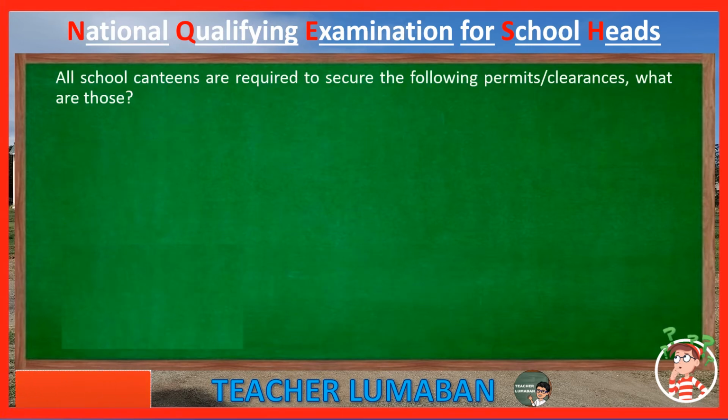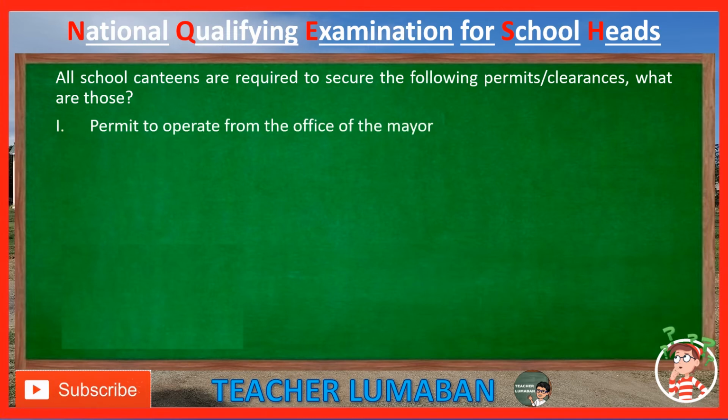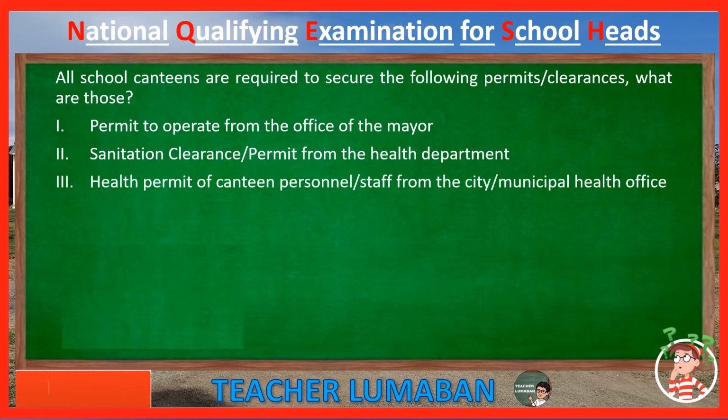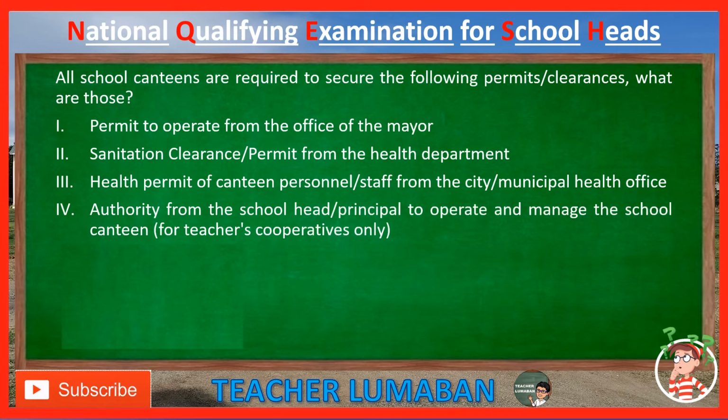All school canteens are required to secure the following permits/clearances. What are those? Roman numeral 1. Permit to operate from the office of the mayor. Roman numeral 2. Sanitation clearance/permit from the health department. Roman numeral 3. Health permit of canteen personnel/staff from the city/municipal health office. Roman numeral 4. Authority from the school head/principal to operate and manage the school canteen, for teachers' cooperatives only.